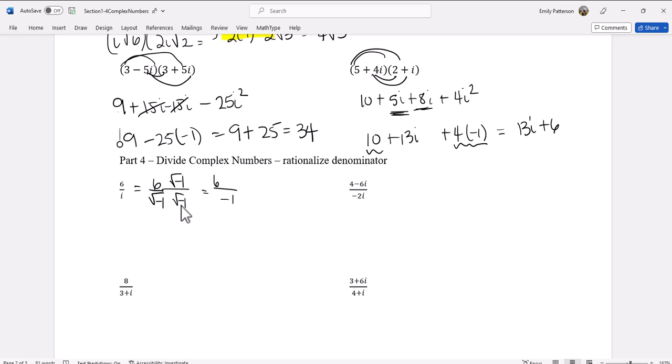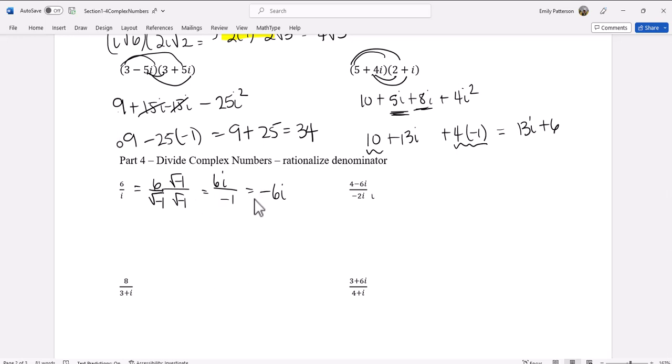So we have 6i essentially here. And dividing, we can distribute that up and say 6i divided by negative 1 is negative 6i. Again, I didn't need to convert that into the square root of negative 1. I can simply leave it. I just wanted to illustrate it here.